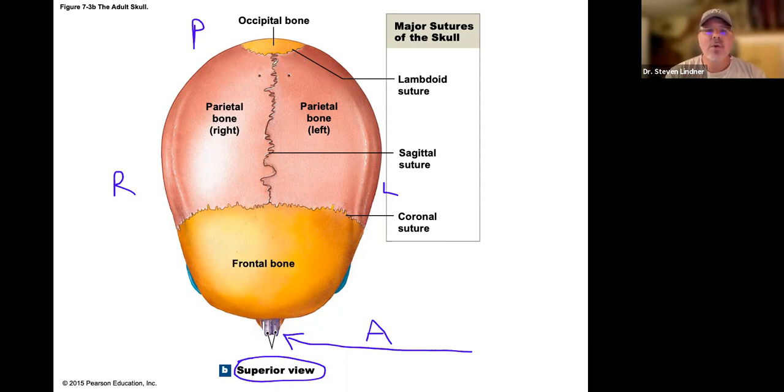Okay, so this line that's going this way, that separates it to a left and right half, that's your sagittal suture. This one going across is your coronal suture. So the coronal suture separates the frontal bone from your two parietal bones. And then towards the back, we have a lambdoidal, like lambda, lambda, lambda, right? There's the lambda suture that separates the occipital bone from the two parietal bones, right? So the parietal bones are paired. There's a left and right, but there's one frontal bone and one occipital bone.